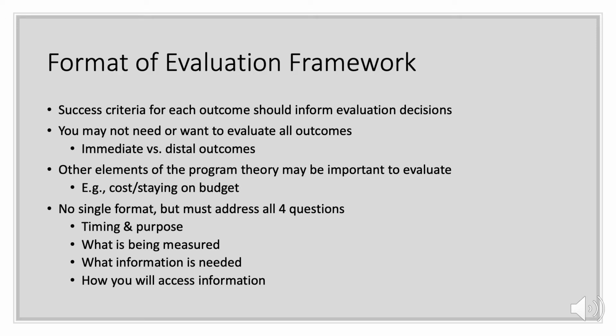So there's not a specific one way to format. The program theory matrix kind of has, there's not a whole lot of wiggle room, right? It's a table. Your program evaluation framework can look a little bit different than that, but it should be driven by the success criteria that you've already defined in your program theory matrix. You may not need or want to evaluate all of the outcomes. So that is one key difference: in your matrix, you needed to hit all your outcomes in your outcomes chain. In your evaluation framework, that might not be necessary.